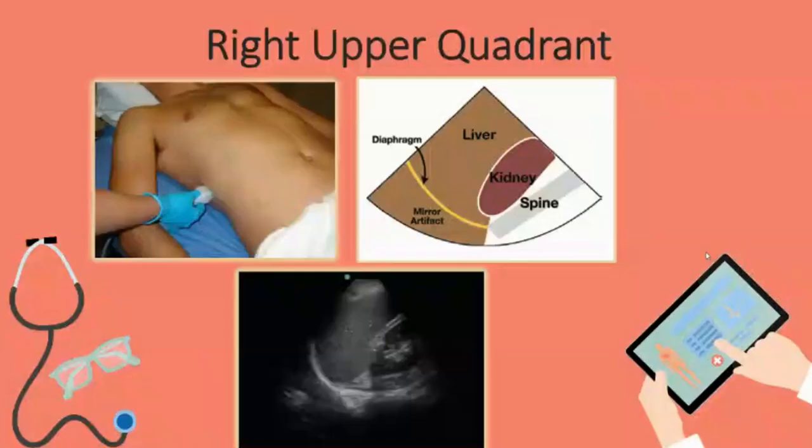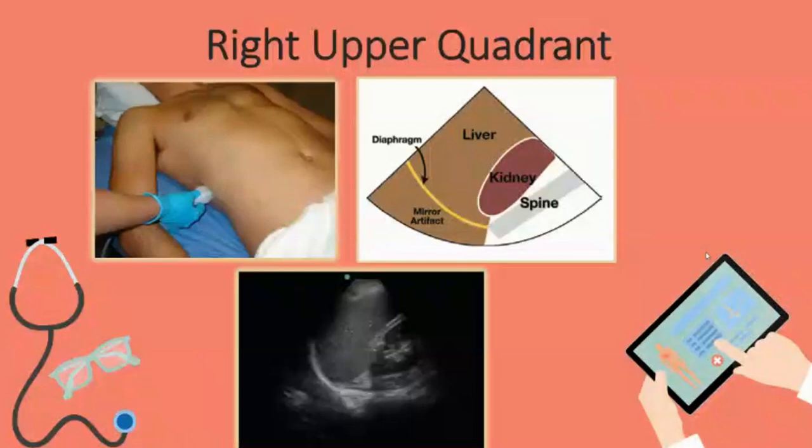So the first view that we'll discuss is the right upper quadrant view. In this view, you're going to place the transducer on the patient's right flank in the mid-axillary line in the 10th to 12th rib space. The transducer indicator should be aimed towards the patient's head in the coronal plane, and the aim of this is to identify the liver, the kidney, and the diaphragm.